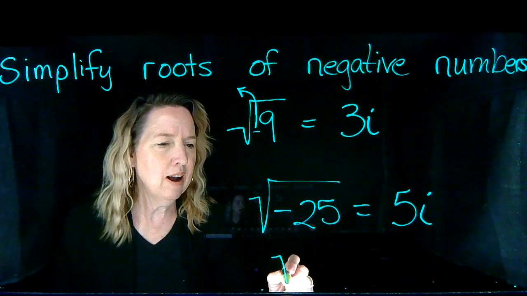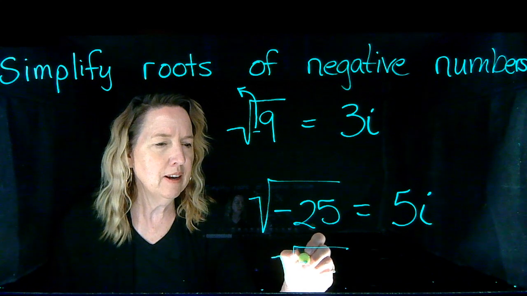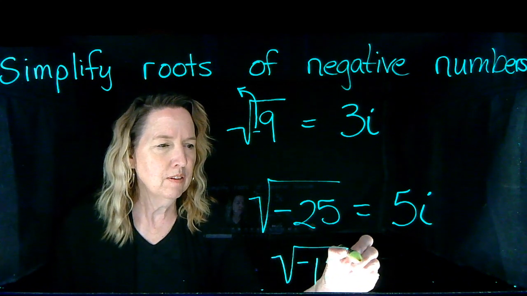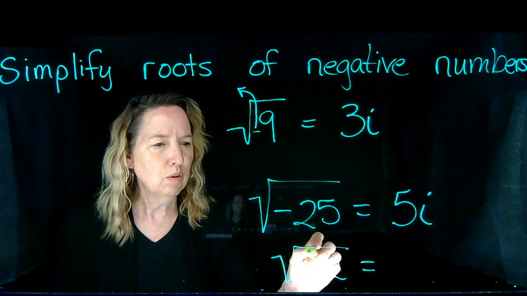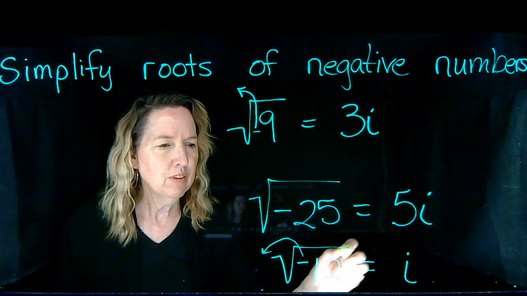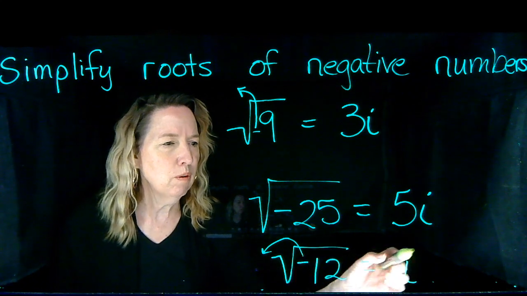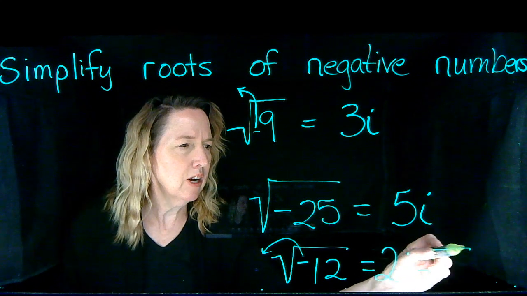Suppose you are asked for the square root of negative 12. Well, that's a 4 times 3. So, again, the negative is going to come out as the letter i. The 4, we know the square root of 4 is a 2, and the 3 is stuck under there.